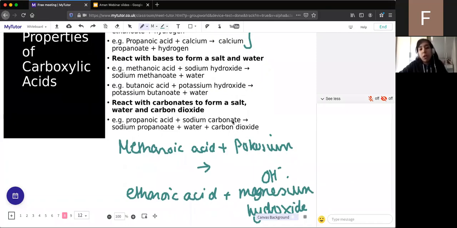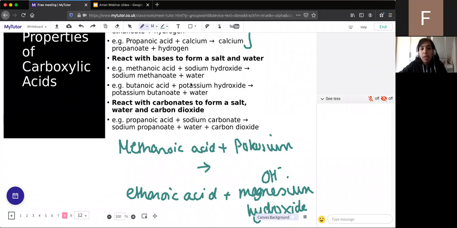How could I test for the carbon dioxide in this reaction? And how could I test for the water? So we went through the tests of water this week, but how could I test for carbon dioxide and how could I test for water? Good, so limewater for carbon dioxide, it would turn it cloudy.